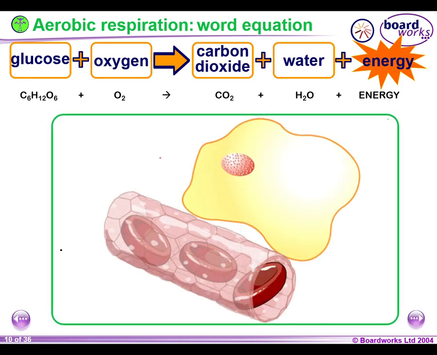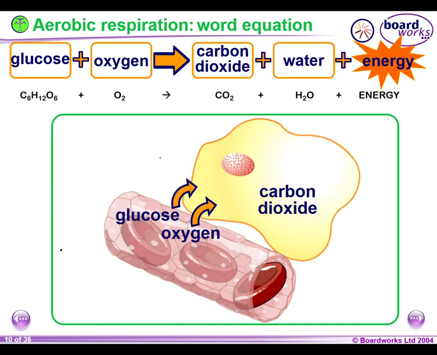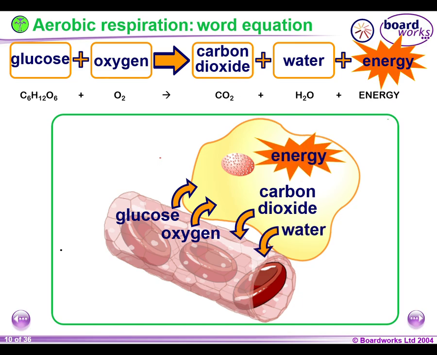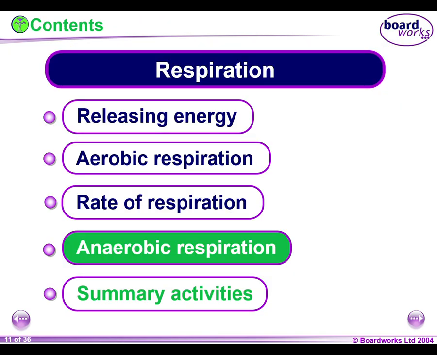Again, this happens in the cells, in the mitochondria. Glucose goes in from the blood, oxygen goes in from the blood, carbon dioxide and water are released back into the blood, and the energy is used by the cells. Now, the carbon dioxide travels back to the lungs and is breathed out along with a lot of the water. Some of the water is also released via sweat and via urine. So that is where we're up to with aerobic respiration.